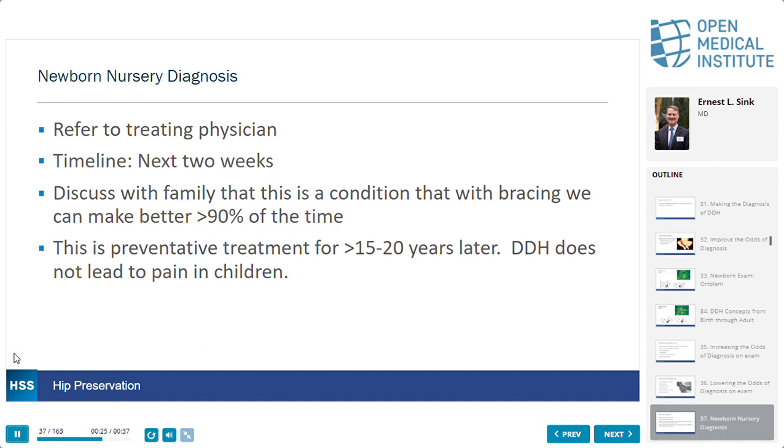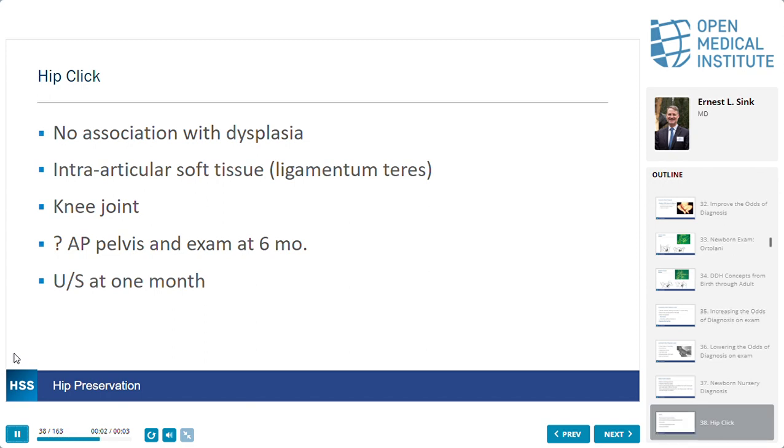So if you do that, usually it's newborn families and they were born with a defective child and you're like, no, we can make this normal. This is 1 to 2%. We can normalize this with a Pavlik and then they'll buy into the treatment. A hip click, no association with dysplasia.